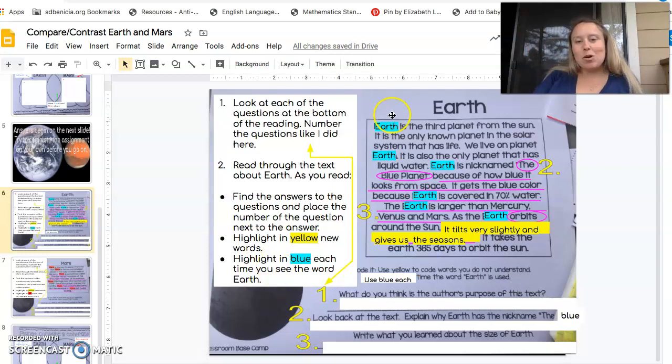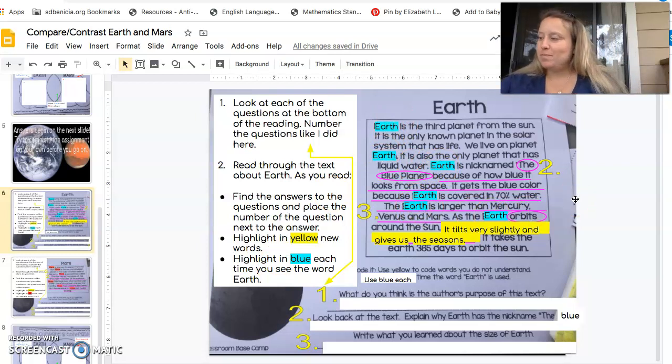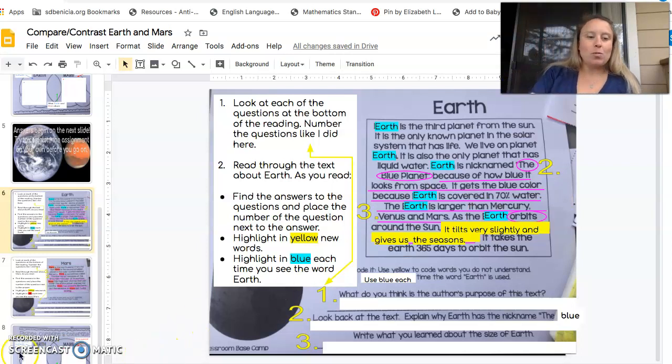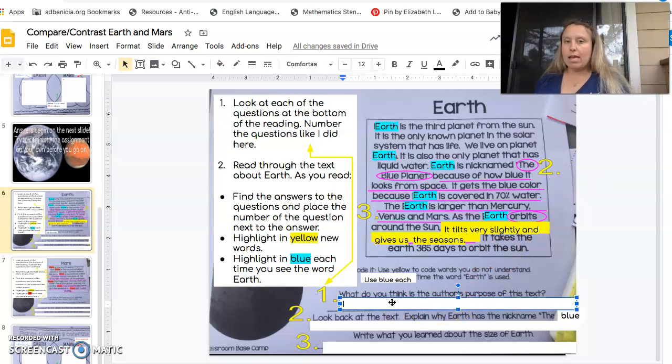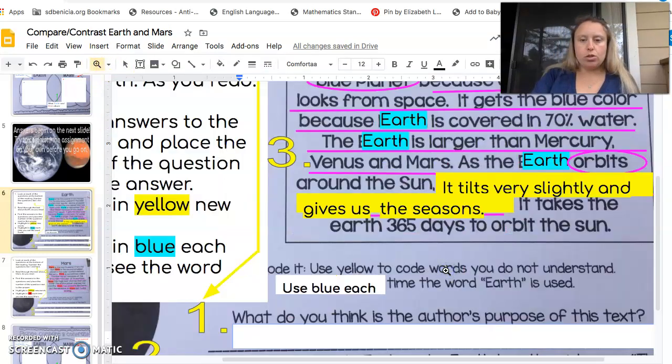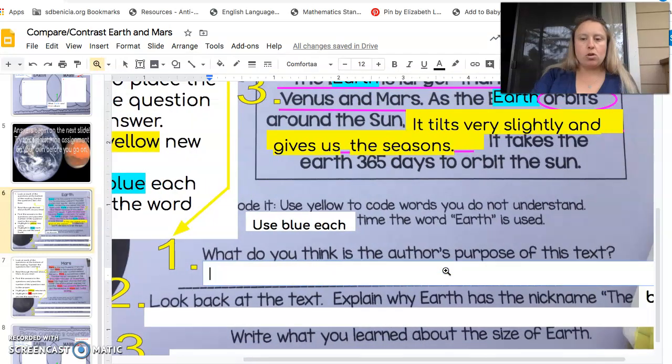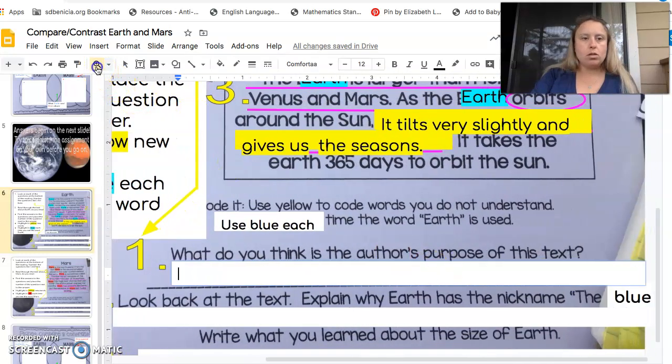Okay, so then the next part, remember we had to highlight all of the word Earth in blue. You can see that I did that. Okay, so let's go through and answer some of these questions now. So if we go to question 1, the way that I answered it, I'm going to get a little bit closer so that you can see what I'm talking about.